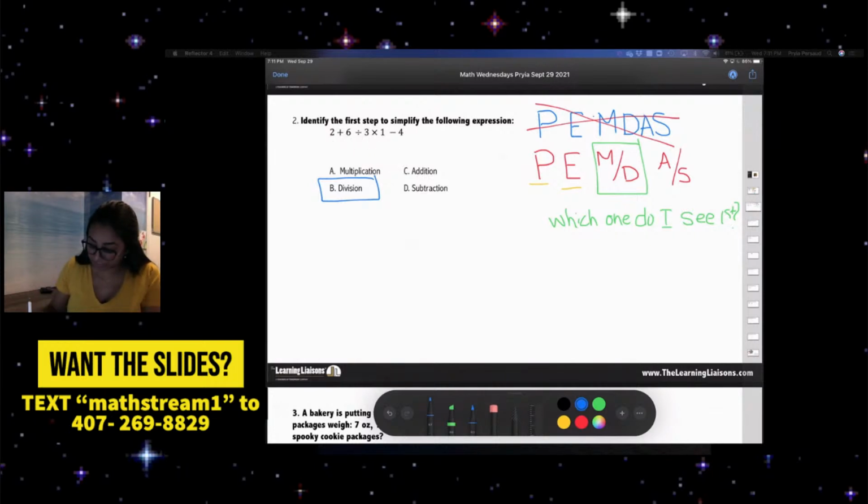So let's do that one more time. Remember, I'm going to start from the left and go to the right, and I'm asking myself, multiplication or division? Which one do I see first? And it just so happens that we have a division first, so our answer is to divide. Okay, so we have to take the first step of division in order to solve the expression.